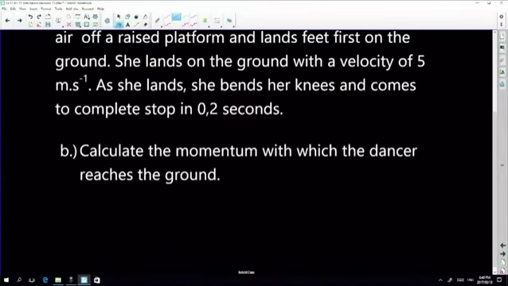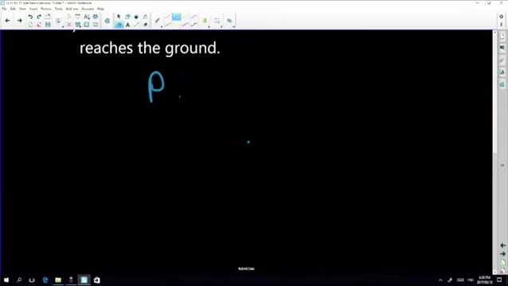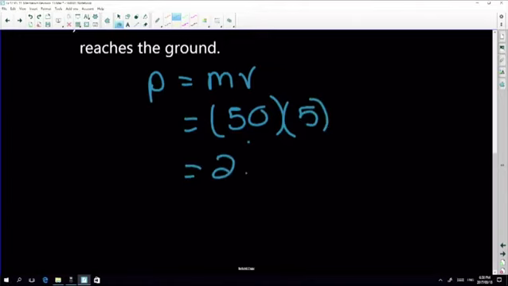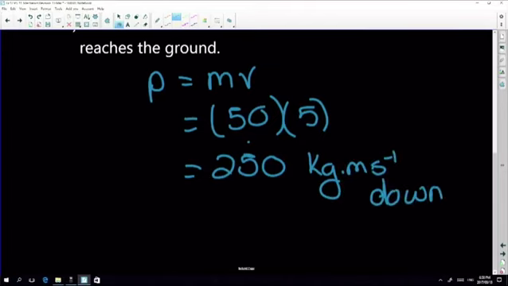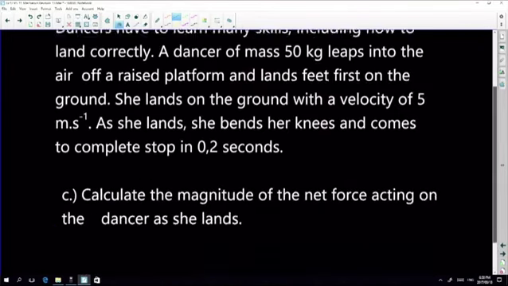There we go. Now, calculate the momentum with which the dancer reaches the ground. Well, that's easy enough. Momentum is mv, so she's 50 kilograms. She's going at 5, so 250 kilograms meters per second, down. Okay, I kept the velocity as positive because I said down was my positive direction. Excellent. This is going quite nice.